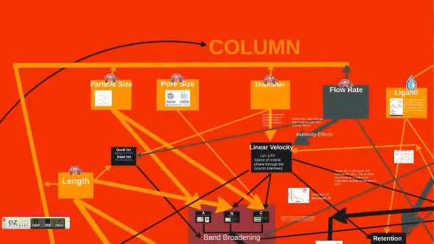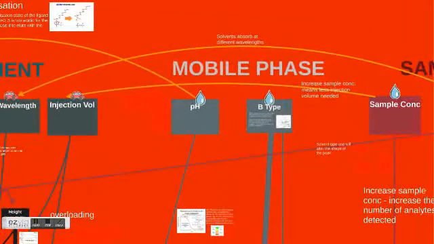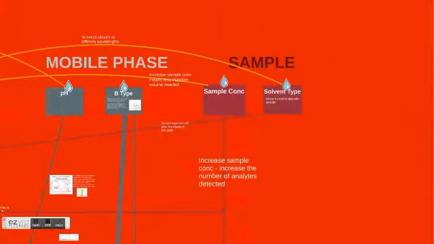The column parameters are particle size, length, pore size, diameter, and ligand, shown in the orange boxes. The equipment parameters are flow rate, percentage B, temperature, wavelength, and injection volume in the dark gray boxes. The mobile phase parameters are pH and B-type in the light gray boxes, while the sample parameters are sample concentration and solvent type in the purple boxes.